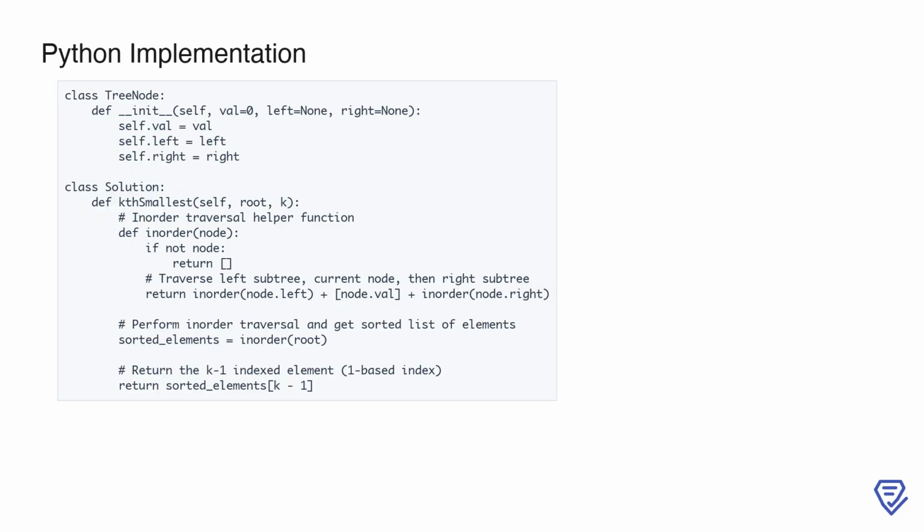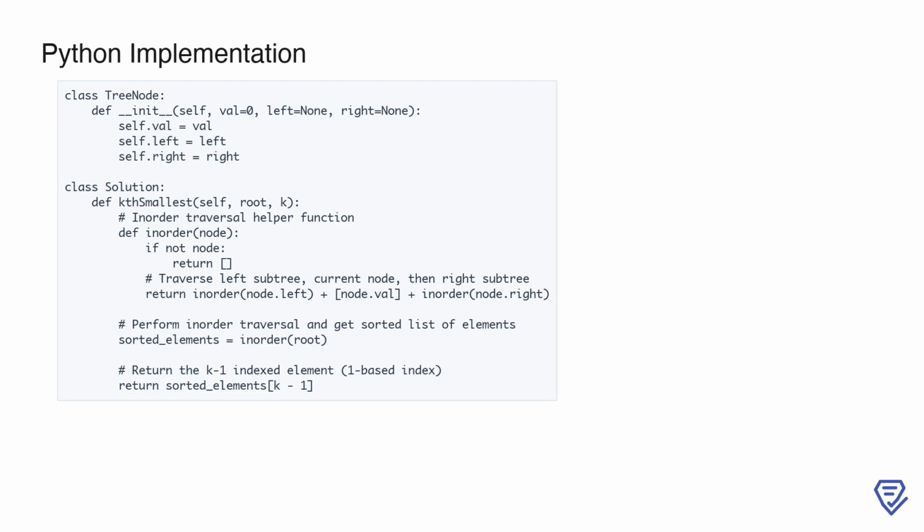Here's a breakdown of the code. 1. TreeNode class. This is the standard definition of a tree node in a binary tree. Each node has a value, val, a left child, left, and a right child, right. 2. Solution class and kth_smallest method.